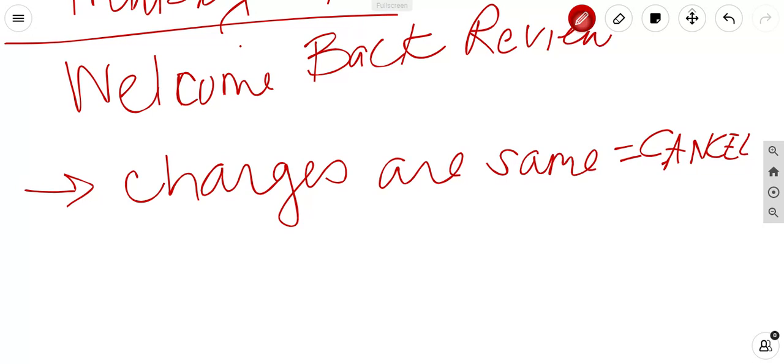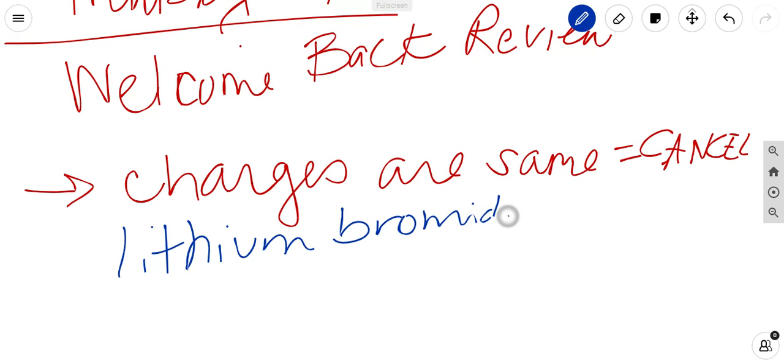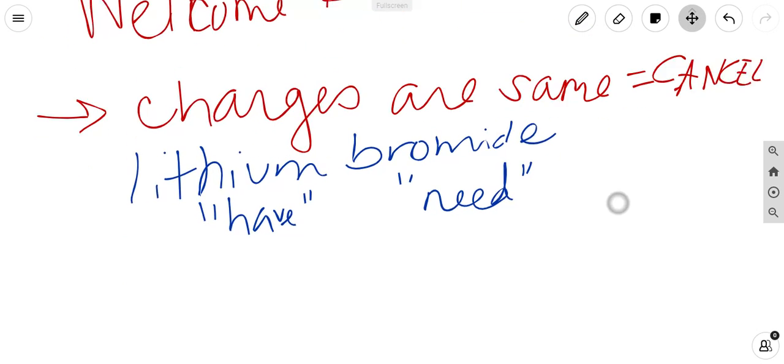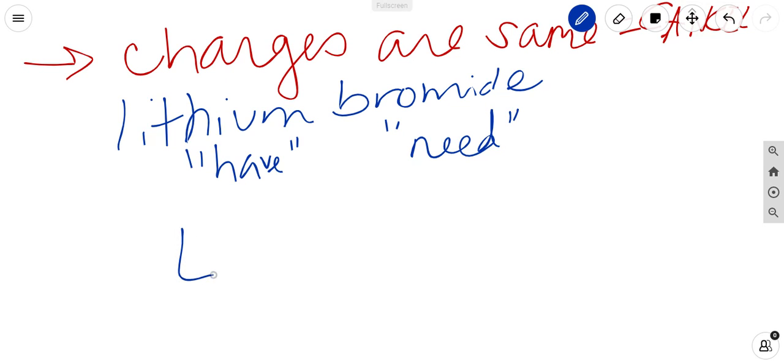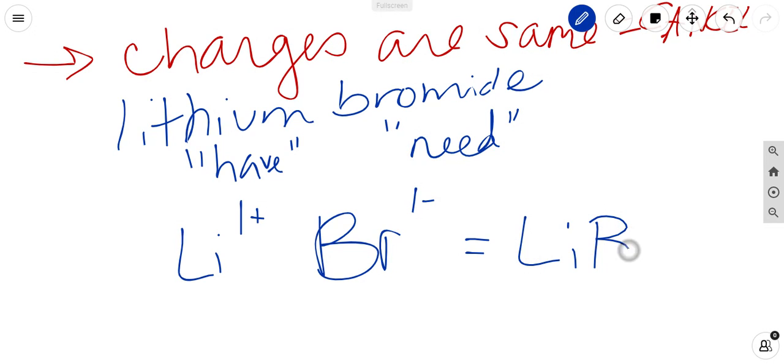So an example of that would be lithium bromide. Remember, it's what does it have in terms of valence electrons? What does it need? Okay. So lithium has 1 valence electron. Bromine is in group 17, so bromine needs 1. Our charges are the same, so we cancel them out.